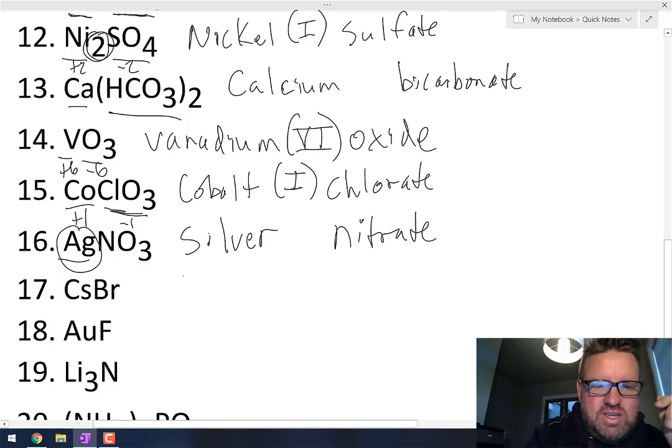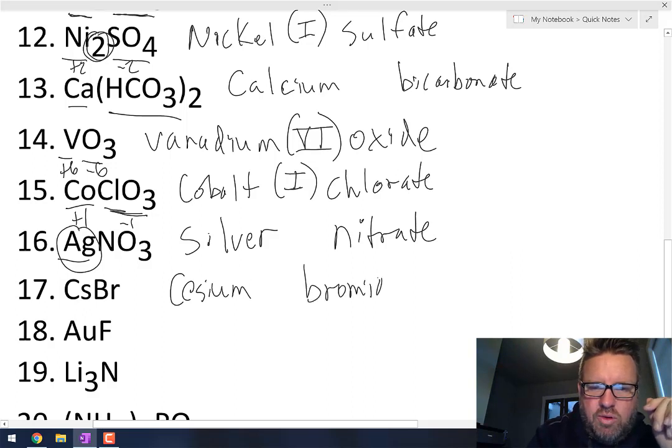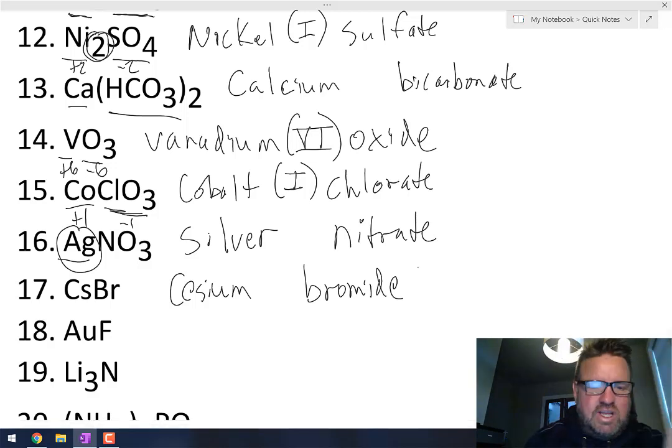Okay, number 17, CsBr. Cs is way over in that first column in the alkali metals. And Br is bromine. I change that ending to -ide. So that is cesium bromide. I look, cesium's in the +1 column, so no Roman numeral needed.